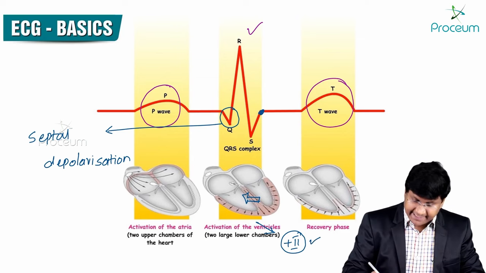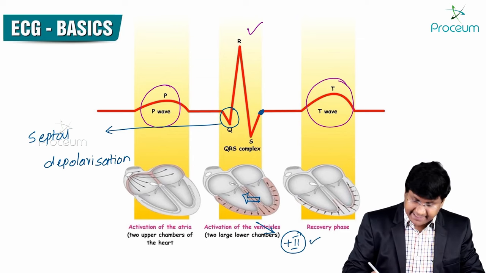Because the heart is a three-dimensional structure. And the heart being a three-dimensional structure, one electrode or one lead cannot measure the potential difference of the entire heart. To pick up the electrical activity of the entire heart, you require 12 leads. That is the reason why you require 12 leads: to pick up the electrical activity of the anterior surface, posterior surface, inferior surface, lateral surface, right ventricle, the entire heart.